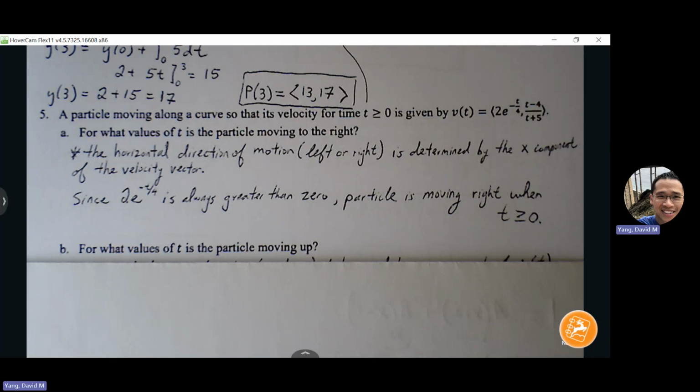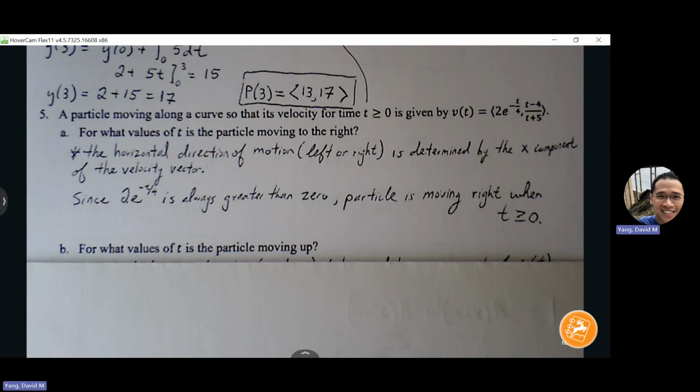The horizontal direction of our motion is determined by the x component of the velocity vector. And since 2e to the negative t over 4 is always greater than 0, even if I have e raised to a negative exponent, that's still a positive number. So the particle always moves to the right when t is greater than or equal to 0.